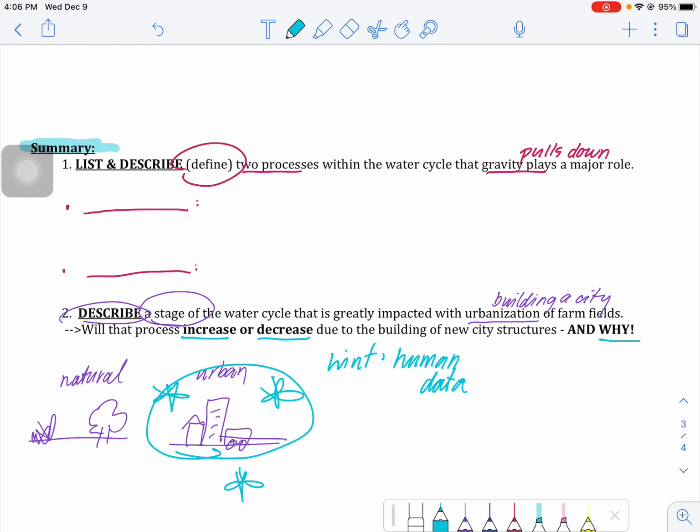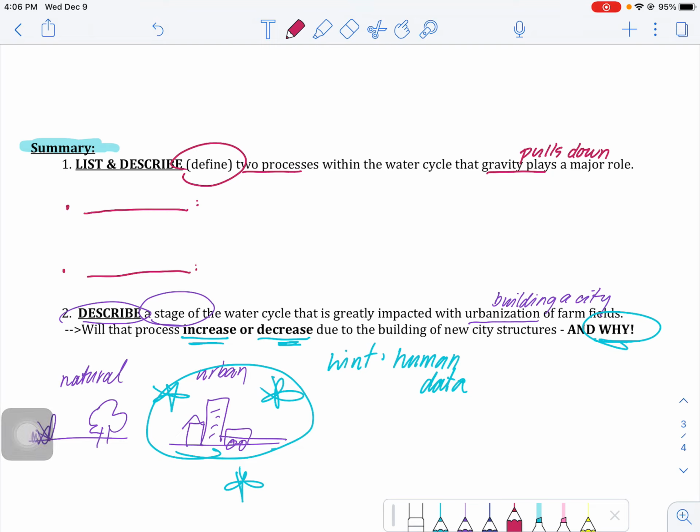Notice how it's being impacted. Is it an increase or decrease, and why? Why is that number higher because of the buildings? Why is that number lower because of the buildings? So you shouldn't be writing this down. This is my explanation. You should be writing your sentence starter.